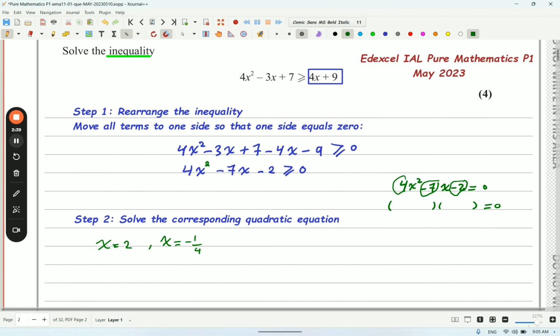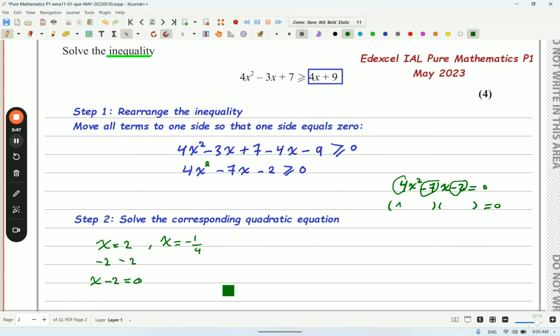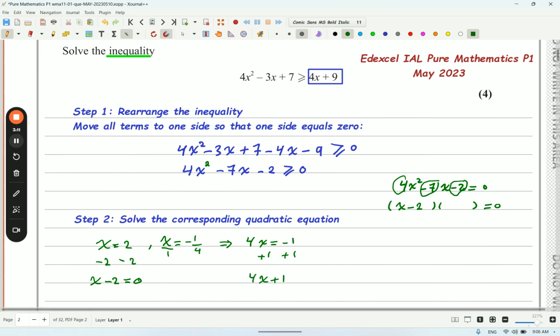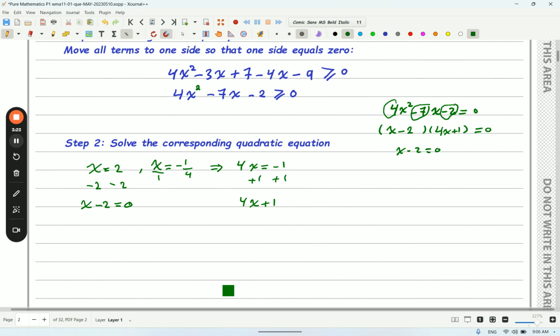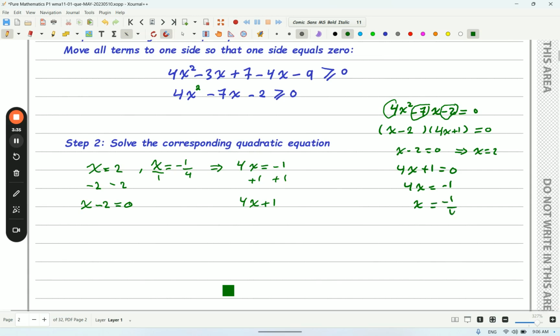So rewriting them as linear factors, we'll have to solve it like an equation. So we'll have x minus 2 equal 0. So the first linear factor is x minus 2. The second factor here, we'll solve it again, but be careful here. We have to do cross multiplication. So x times 4 is 4x equal negative 1. So plus 1, we'll have 4x plus 1. So this is the second linear factor. So here we'll say x minus 2 equals 0 means x equal to 2, and 4x plus 1 equal 0 means 4x equal minus 1, so x equal minus 1 over 4.